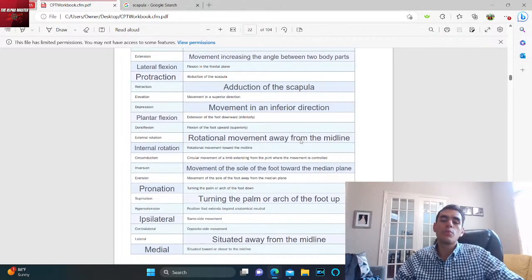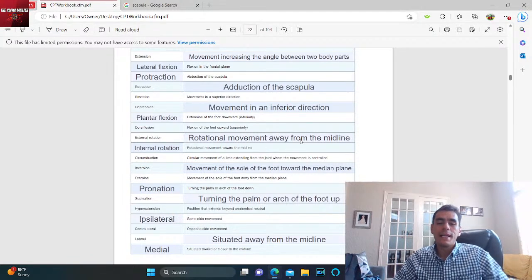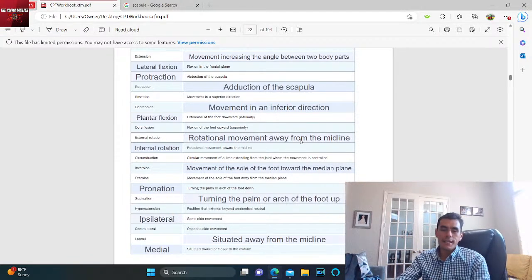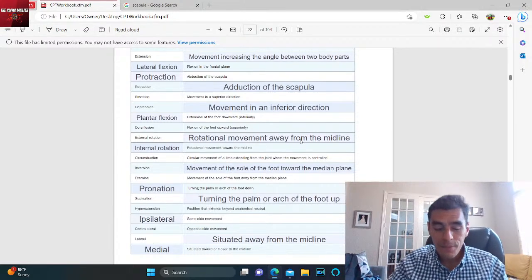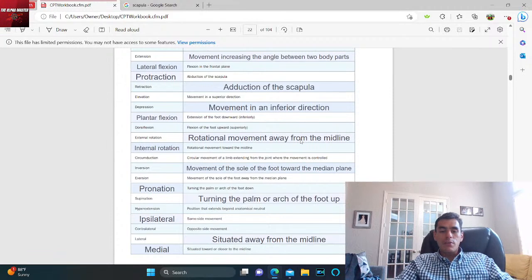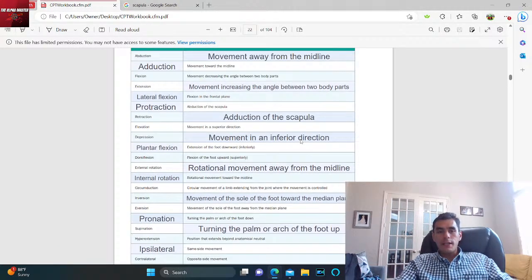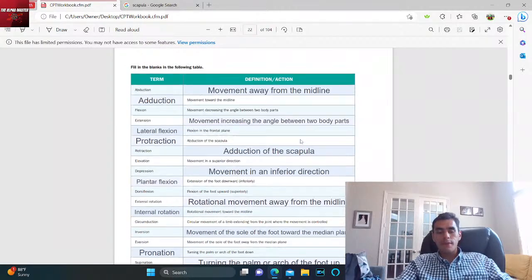Lateral is going to be situated away from the midline, and medial is going to be situated toward or closer to the midline. And those are the anatomical location terms.